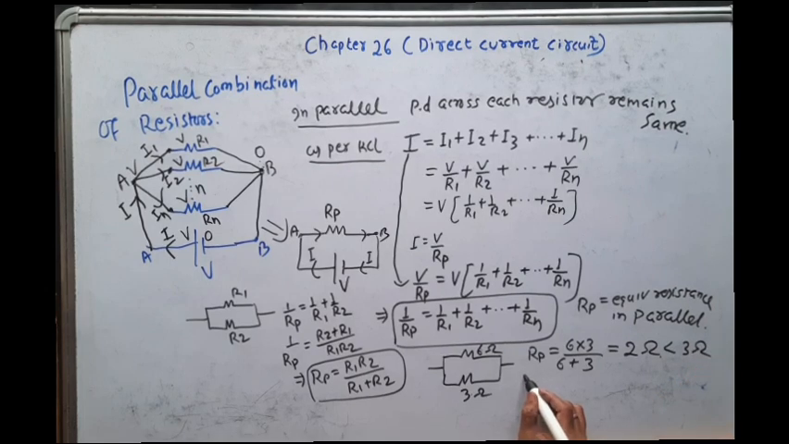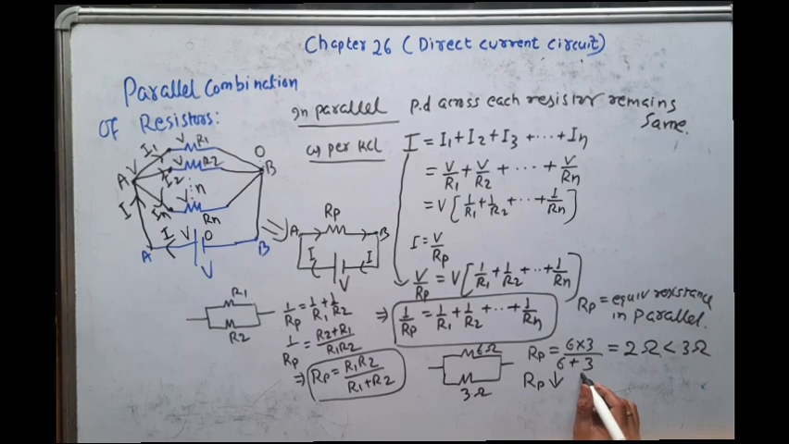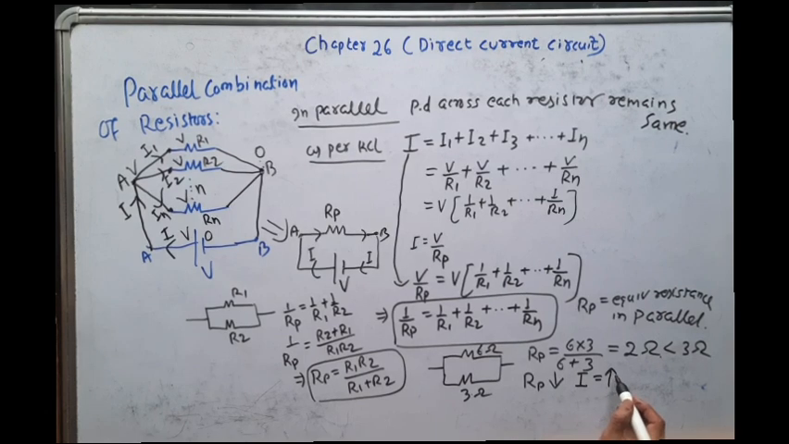So that means in parallel connection, the net resistance decreases. If net resistance decreases with the same voltage source, what is the current? Current is equal to V by Rp. So current carrying capacity increases. So this is the characteristic of parallel connection. In parallel connection, the total resistance decreases, by which the current carrying capacity increases.